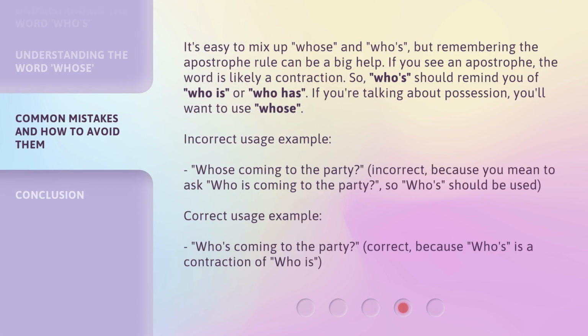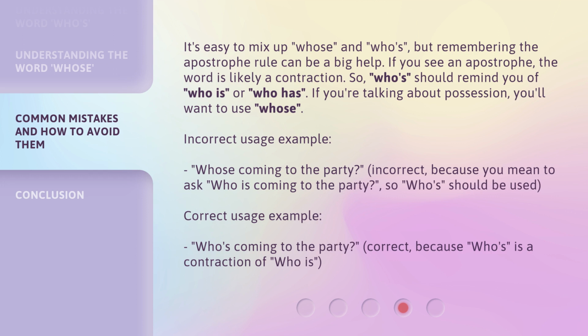It's easy to mix up who's and whose, but remembering the apostrophe rule can be a big help. If you see an apostrophe, the word is likely a contraction. So, who's should remind you of who is or who has. If you're talking about possession, you'll want to use whose.